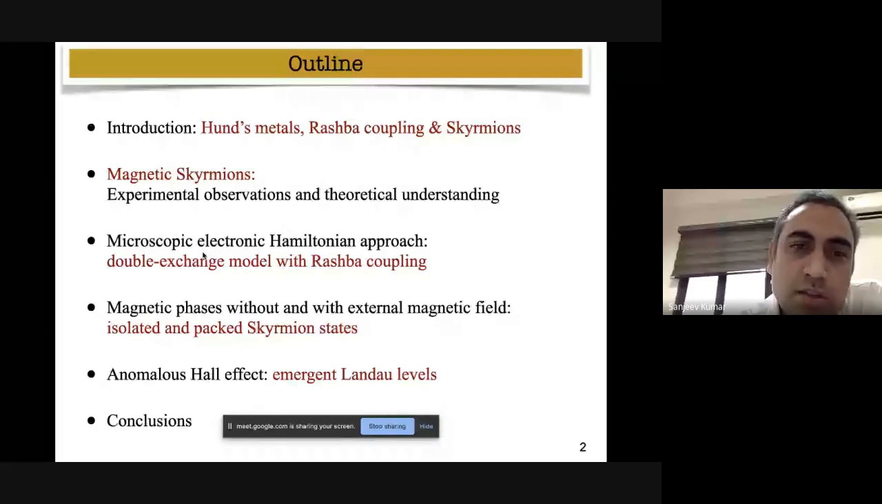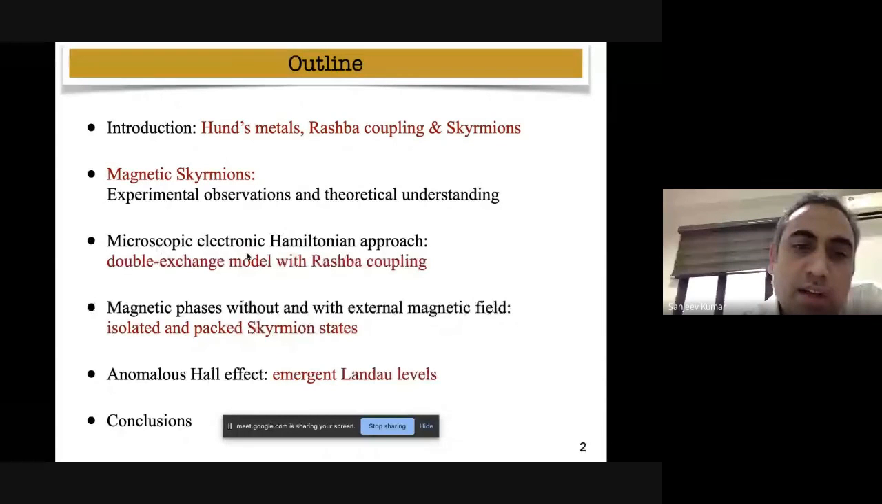This will essentially be done with the help of a simple toy model, or a model on a lattice for electrons. We will try to ask questions like, what are the minimal ingredients required to explain such complicated objects as magnetic skyrmions? Then the talk will go into the new result aspect, where I'll present some new results on isolated and packed skyrmion states found in such microscopic electronic Hamiltonians.